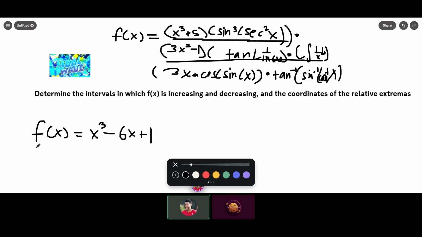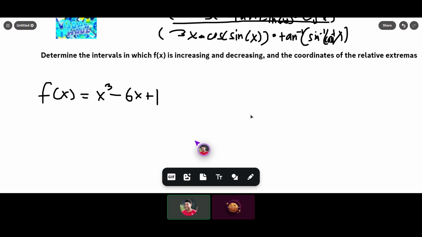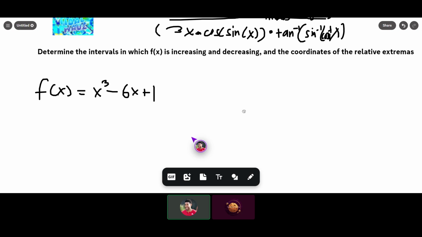Hello everyone, my name is Solo, and today we're going to be explaining how you can find the intervals in which f of x is increasing and decreasing, and the coordinates of the relative extremas. Cookie is here to also help with this tutorial.